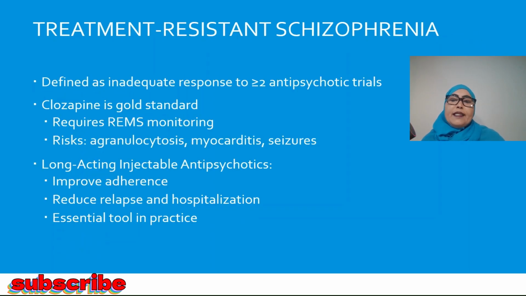Treatment-resistant schizophrenia. Treatment-resistant schizophrenia is defined as an inadequate response to two or more antipsychotic trials.